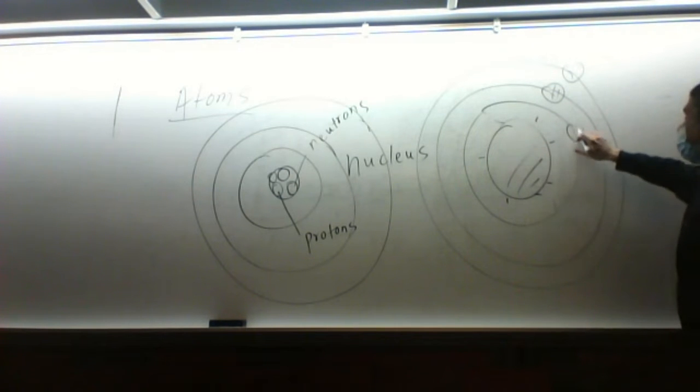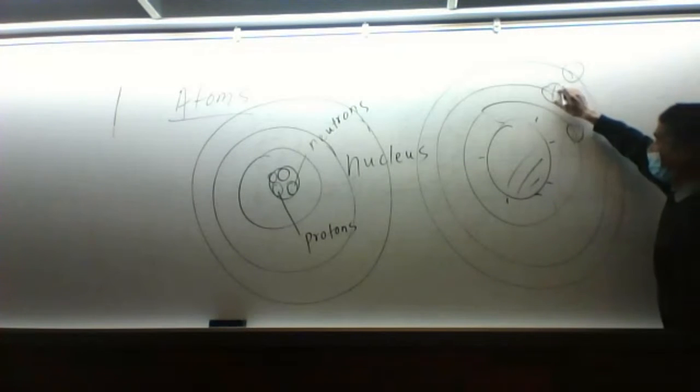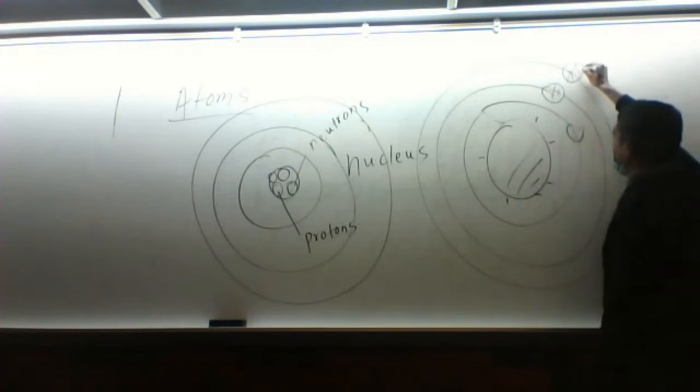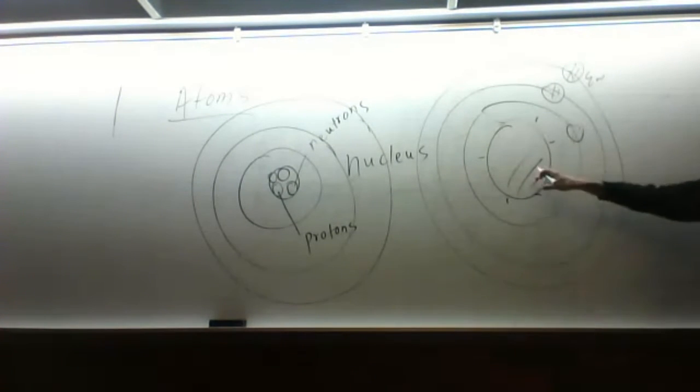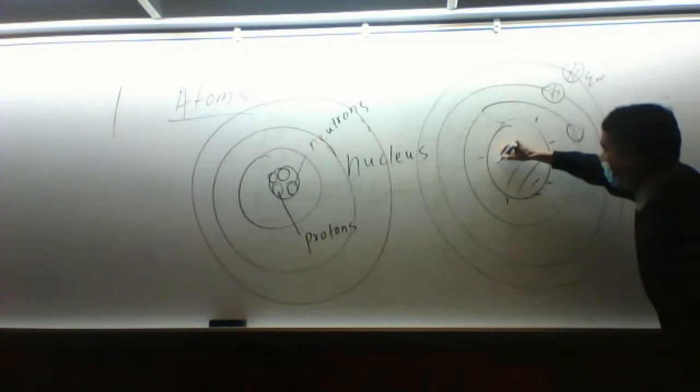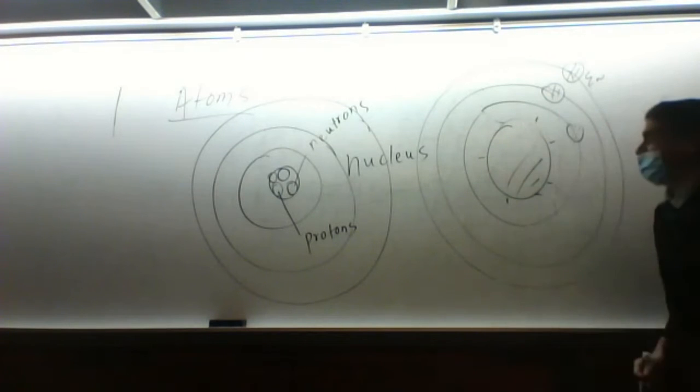This is Mercury, one planet orbiting around the sun. This is another planet orbiting around the sun. This is another planet, Earth, orbiting around the sun. So it is exactly like this solar system.